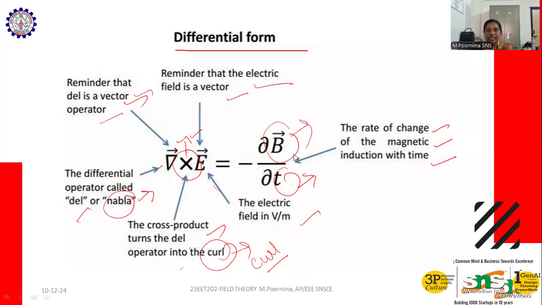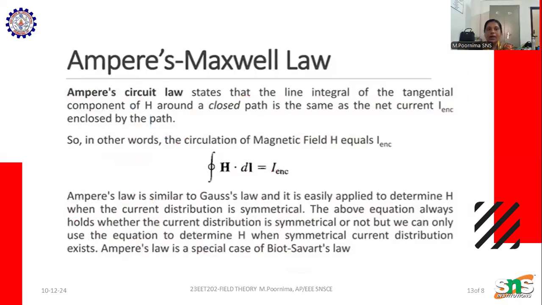In the next class, we are going to discuss the last Maxwell equation, Ampere's Maxwell law. This is the last law of Maxwell's equations, and we can discuss it in the next class.